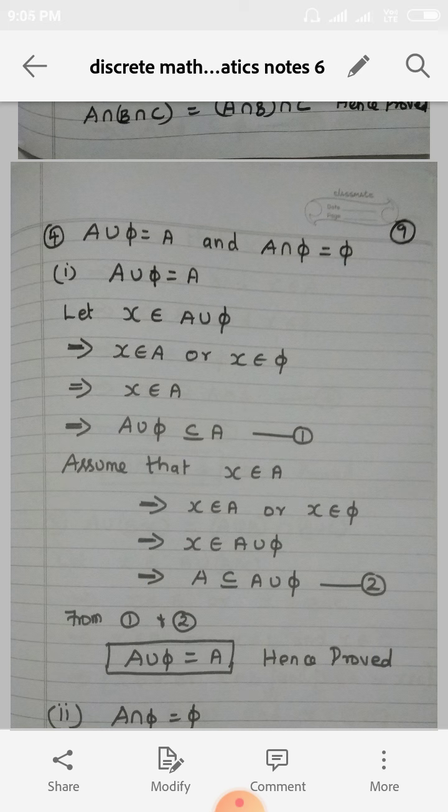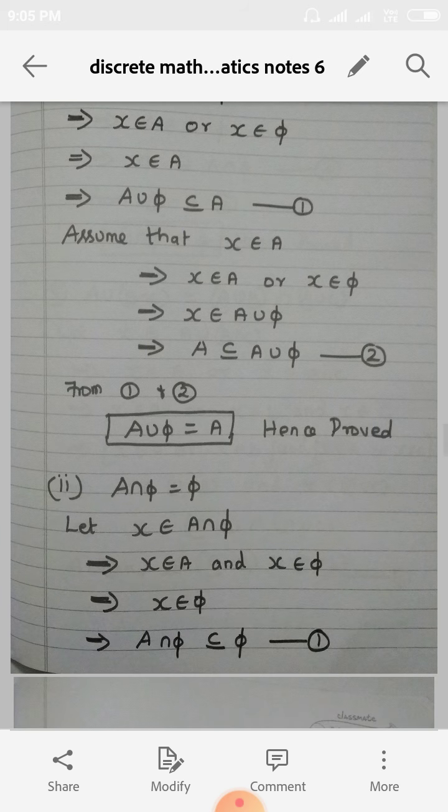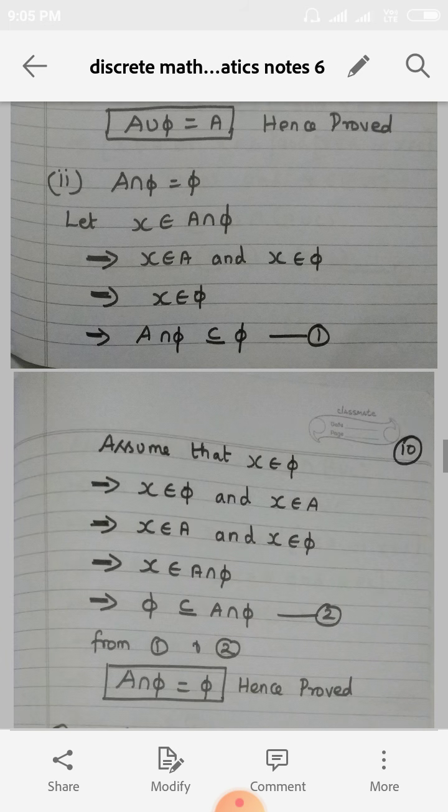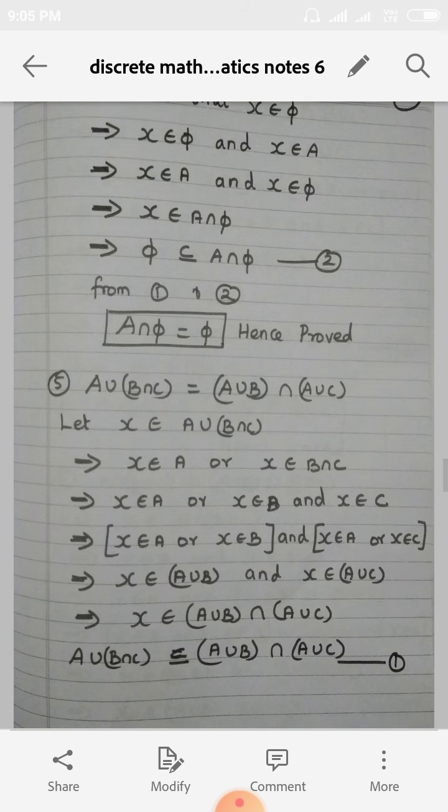Assume x belongs to A. x belongs to A is nothing but x belongs to A or x belongs to phi. So x belongs to A union phi, we get A contains or equal to A union phi. So comparing 1 and 2, we get A union phi is equal to A. Similarly for the null intersection, A intersection phi is equal to phi. Right.